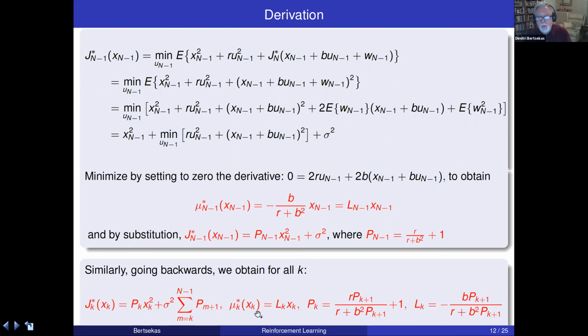Moreover, the optimal policy is linear with the coefficient L_k given by this formula here. So we compute backwards these P's, and this gives us the cost, and also this gives us the L_k's, and therefore the optimal policy. It's a closed form expression, which I have abbreviated here, and you need to verify this on your own. There will be a homework also where you will practice with calculations like this.